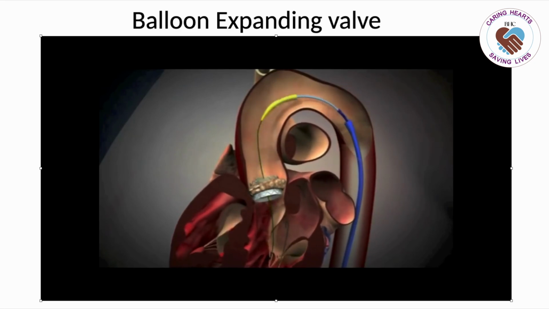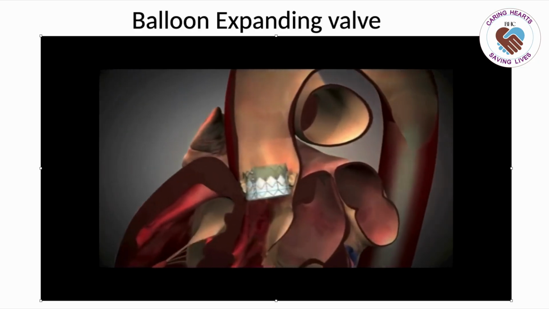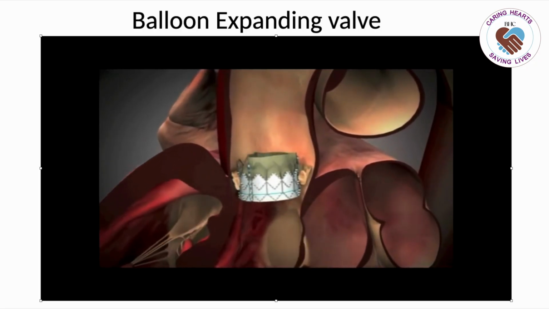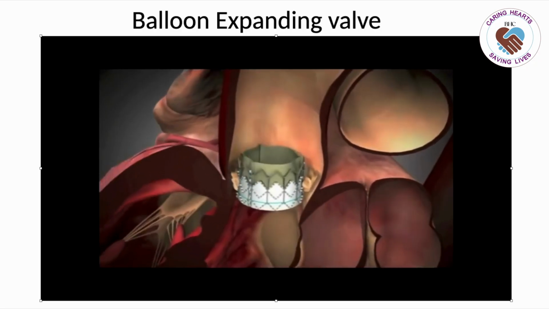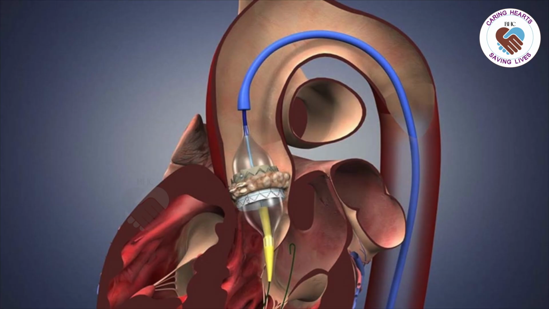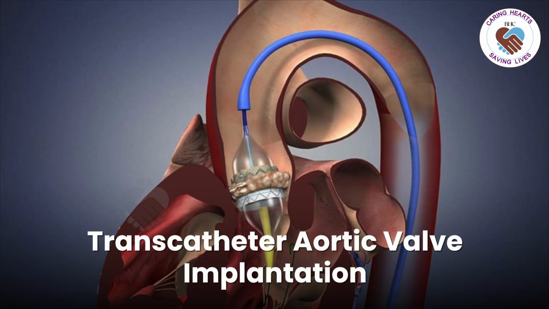After that, the balloon is removed and the wire is removed. The valve is sitting quite nicely. The old leaflet is pushed back by the stent frame. You can appreciate a well-functioning new aortic valve in this patient. This is called transcatheter aortic valve implantation.